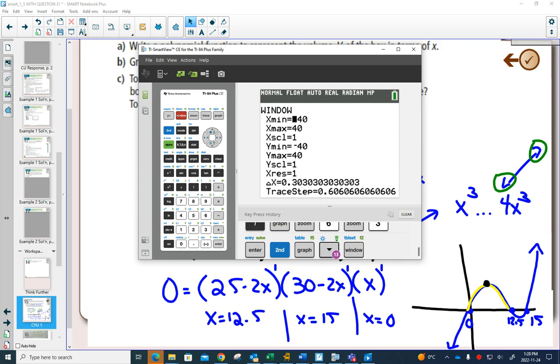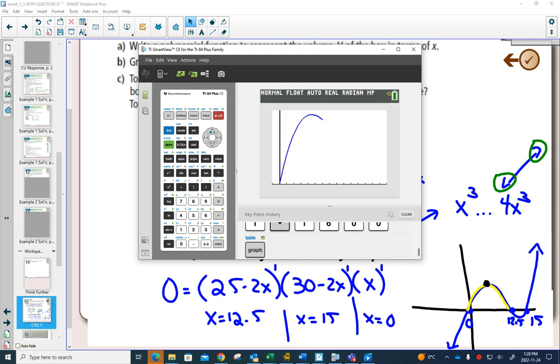So if I hit my window button, it lets me decide what I want to see. Right now, my window is looking from minus 40 to 40. And that's not really what I want to see, which is from 0 to 12.5. So maybe I'll go here and say minus 1 to 15. But then I'll see this amount. And for my y values, I don't need to see a bunch in the negatives. So maybe I'll just use minus 1 there as well. But I saw that I needed to go up to at least 1,500. So maybe I'll put 1,600 in. And if I hit graph now, I really see this yellow section nicely.